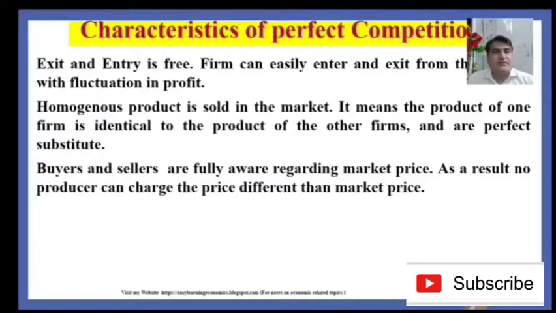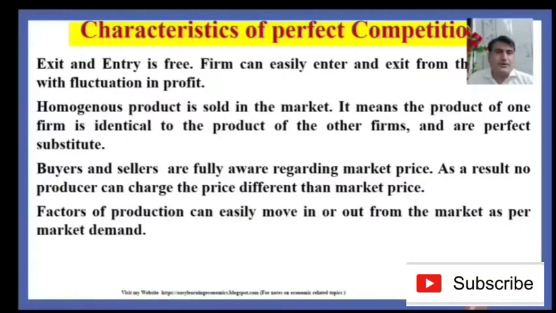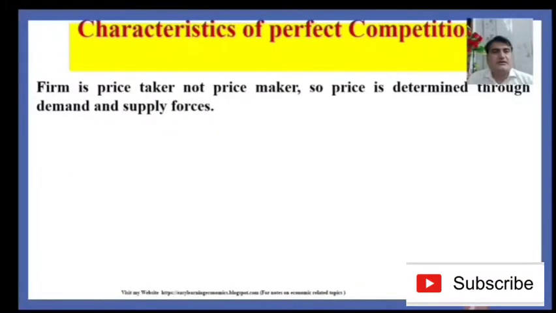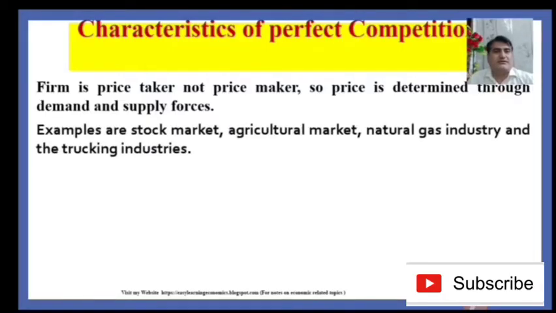Buyers and sellers are fully aware regarding market price. As a result, no producer can charge a price different than market price. Factors of production can easily move in or out of the market as per the market demand. Firm produces efficiently in the long run where average cost is at minimum. Firm is price taker, not price maker. So price is determined through the demand and supply forces. Examples of perfect competition are the stock market, agricultural market, natural gas industry, trucking industry.